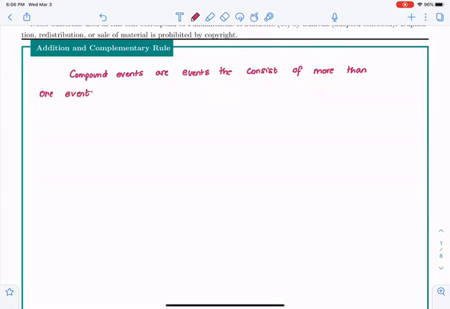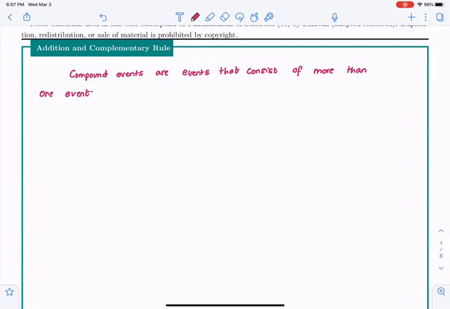Compound events are events that consist of more than one event. Just like with sentences, you could have a simple sentence, or you could have multiple simple sentences combined together to form a compound sentence. And anytime we have compound sentences, the part of speech conjunction comes into play.